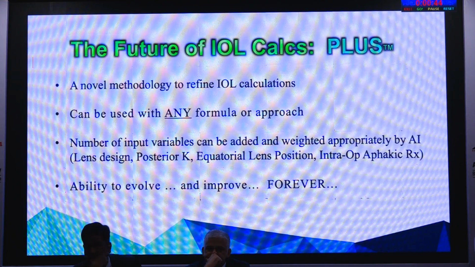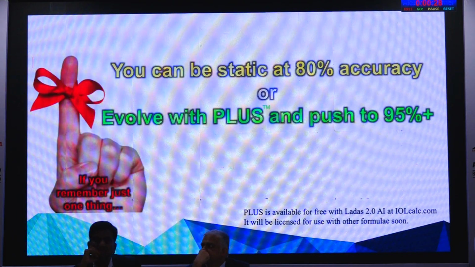So again, it's a novel method, used with any formula, patents that were issued in the US last month on 23 different claims, and you can evolve in perpetuity and forever. And this is the way that we're going to do future lens calculations. So that is my talk. The video, if you like, the whole talk's on cataractcoach.com.